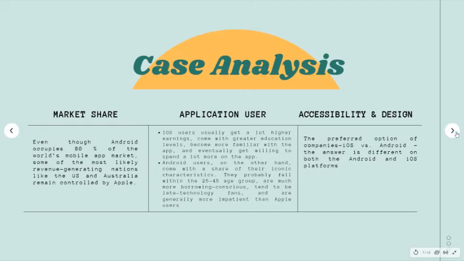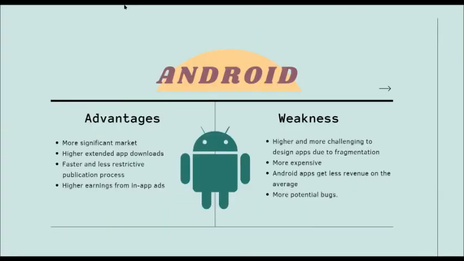Now, the last point of discussion is under accessibility and design. The preferred option of companies, iOS versus Android, the answer is different on both the Android and iOS platforms. Google Material Design has a more material impact on usability, and mobile app developers feel that when it comes to processing mobile apps. Now, for the advantages and weaknesses of our two main leading OS brands.